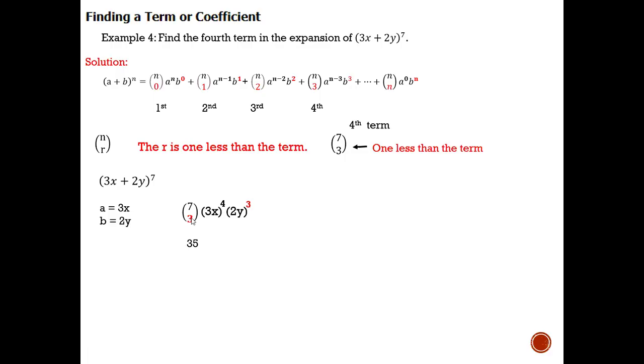7C3 with nCr, right? Plug in the n and the r, so we get 35. 3x to the fourth is 81x to the fourth, and 2y to the third is going to be 8y to the third, right? Because 2 to the third is 8, and then y to the third is y to the third. So now I need to multiply all these numbers that I got from simplifying. That gives me 22,680 x to the fourth y to the third, okay?